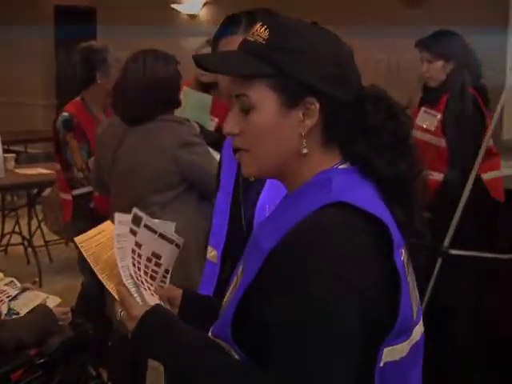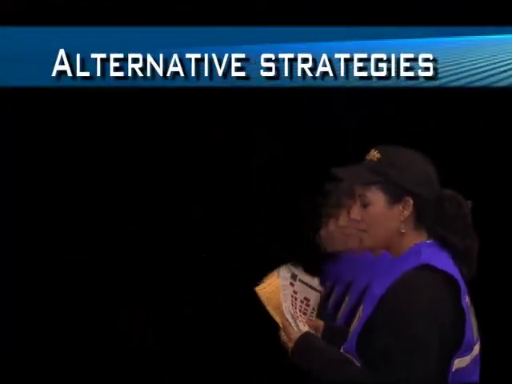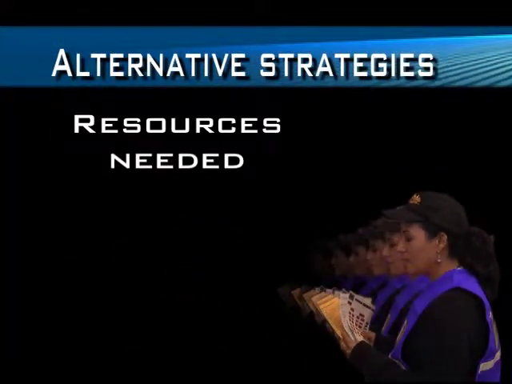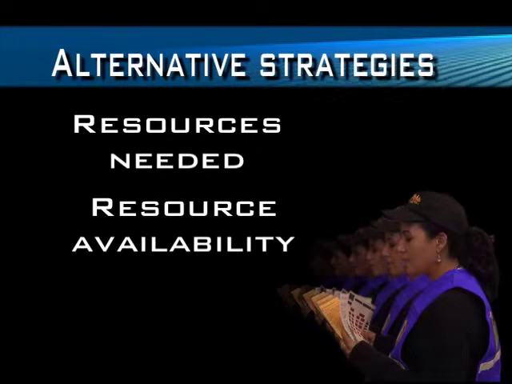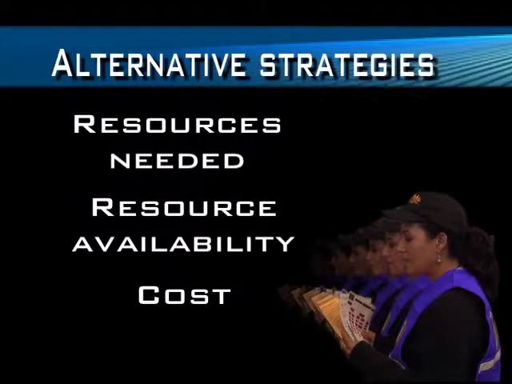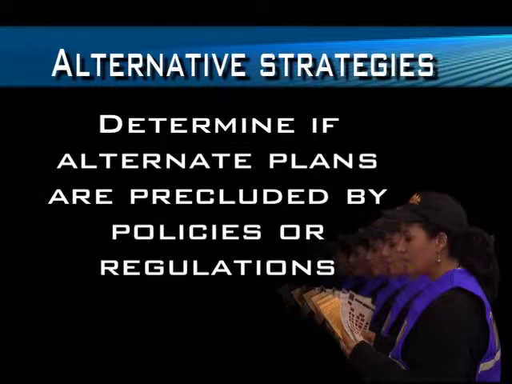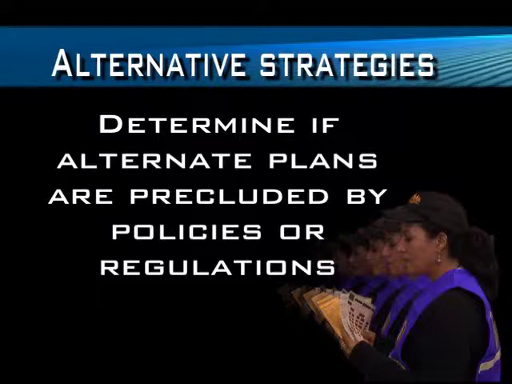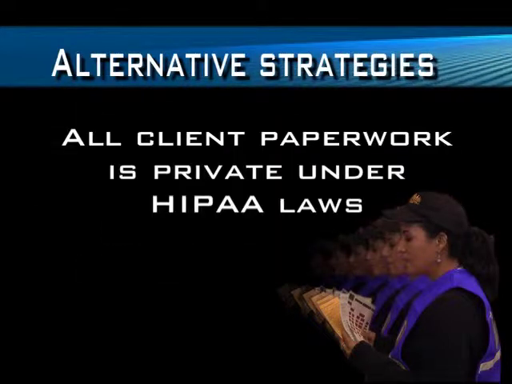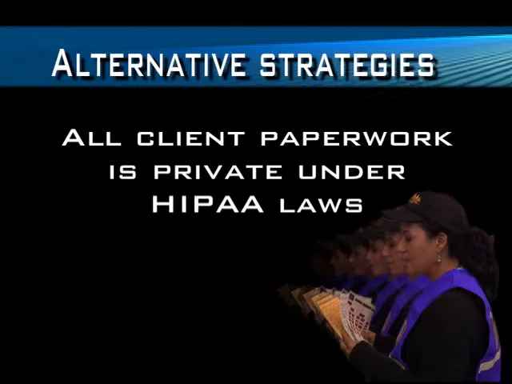For each alternative strategy, you should make sure you know the resources needed, resource availability, and the cost, both in dollars and people. Additionally, you should determine if alternate plans are precluded by any policies or regulations. Remember that all client paperwork is private under HIPAA laws.